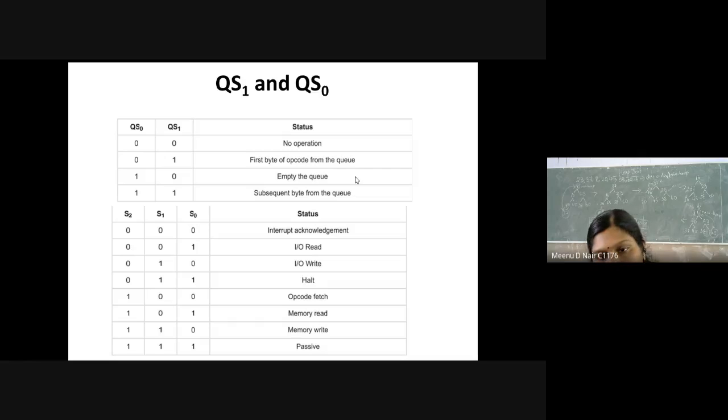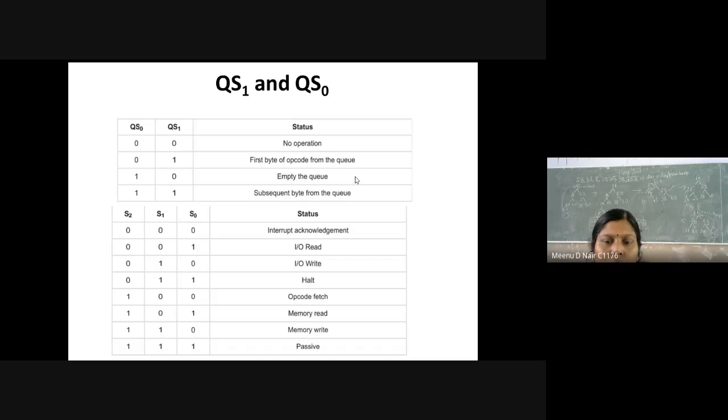Once it is taking the first byte, then it is using the second byte, then third byte, fourth byte, like that. Totally 6 bytes are there, right? 6 byte instructions are there, right? So it will execute one byte after another. Okay, so that is QS1 and QS0.